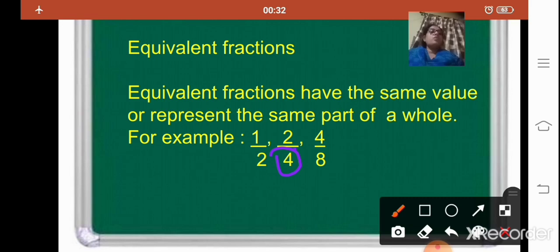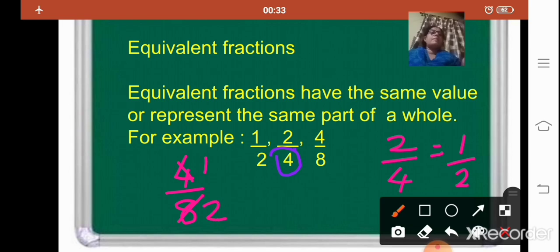So when I say 2/4, if I reduce it to the lowest term, 2 ones are 2, 2 twos are 4, that is half. Again 4/8 is also an equivalent fraction, because 4 ones are 4 and 4 twos are 8, again it comes to half. So equivalent fractions are those fractions which have the same value or represent the same part of a whole.